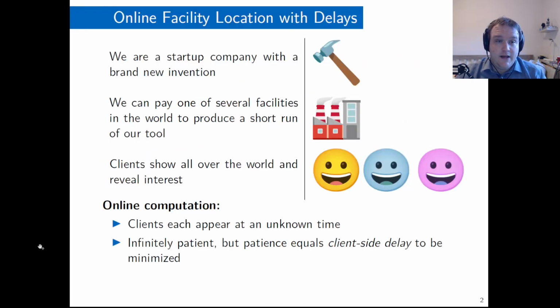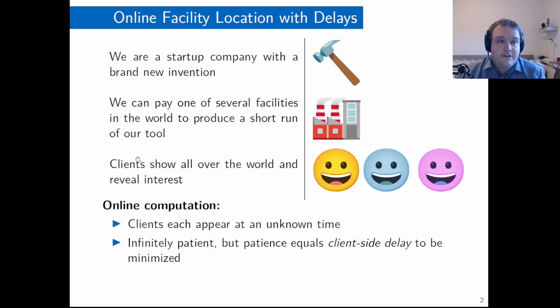So, online facility allocation, you probably know it. It's a very famous problem, but let's refresh it with a funny example. Imagine we are a startup company with a brand new invention. We can pay one of several facilities, so factories throughout the world, to do a short test run or production run of our tool.